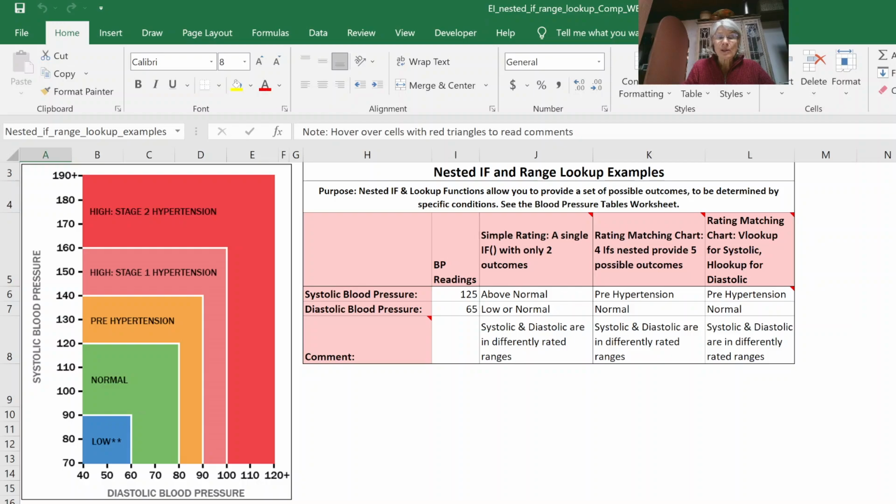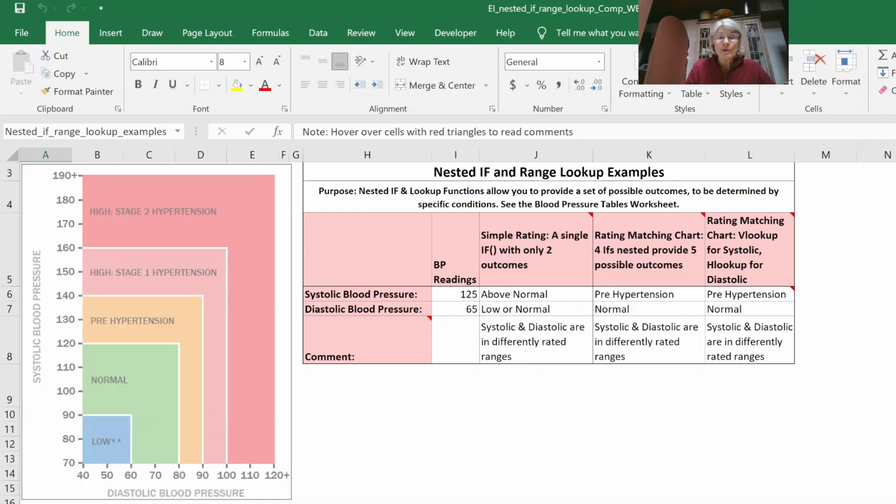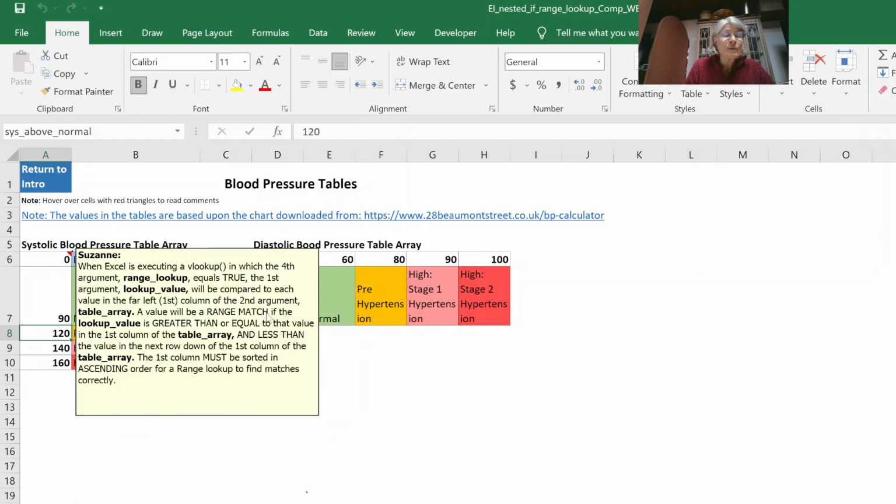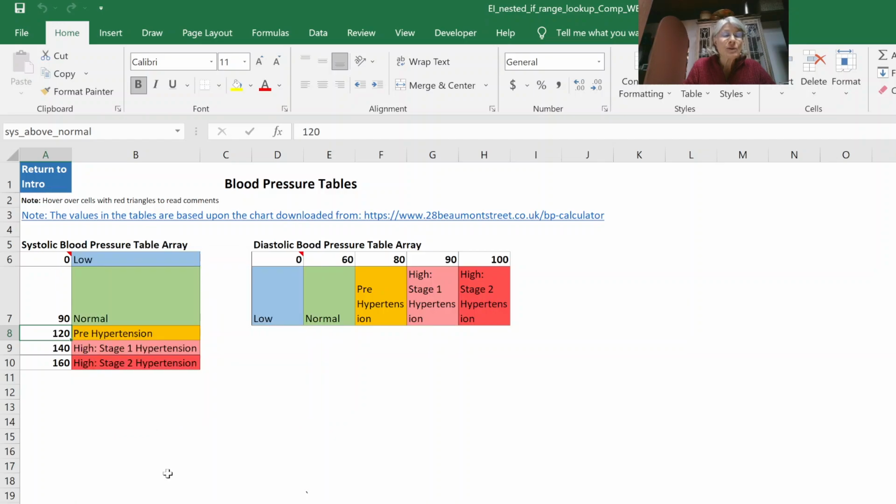So to implement that, we have on another worksheet labeled blood pressure tables, we've got the systolic table array with the lowest value for the low range is 0, the lowest value for the normal range is 90. The lowest value for the prehypertension is 120. And we've named that 120 in the systolic table array sys above normal.